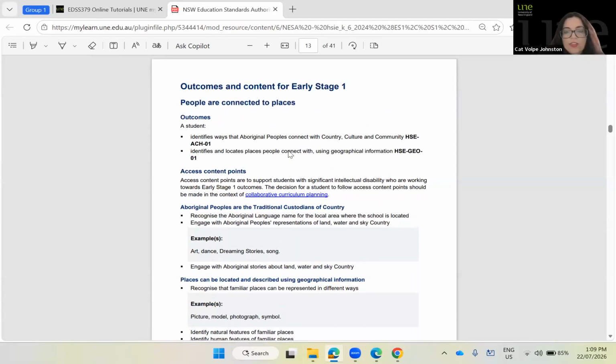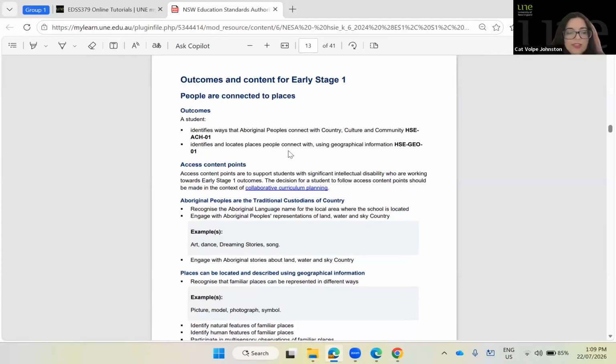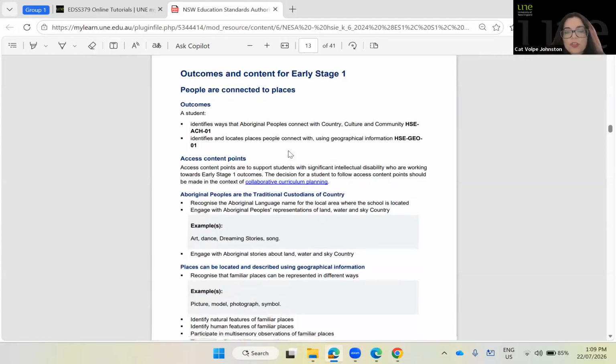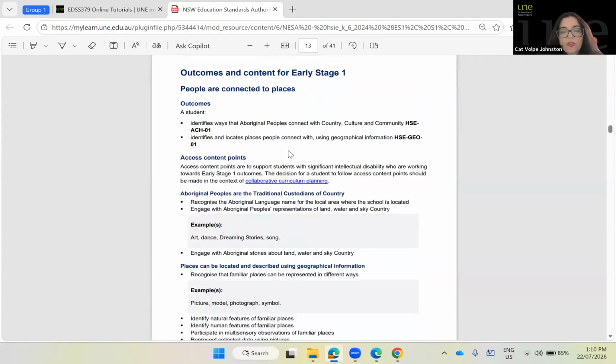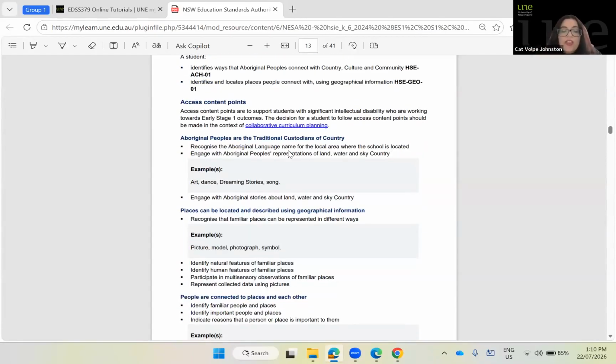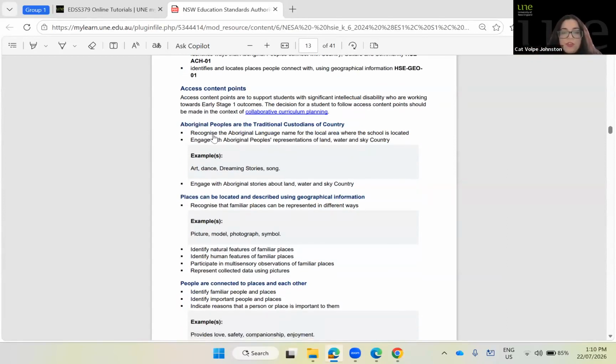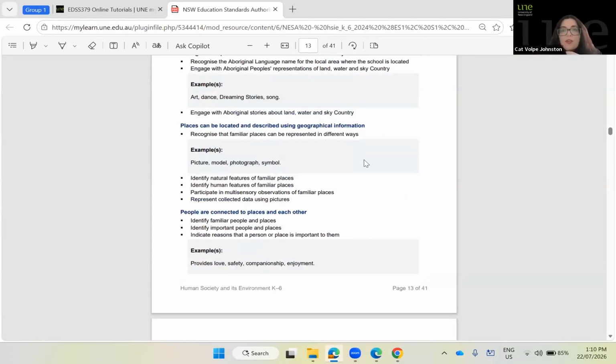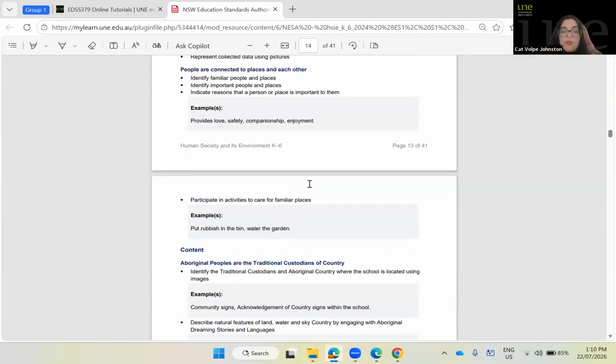So early stage 1, people are connected to places, only 1 unit of work. It's not necessarily organized in a coherent way, as in teachers and schools can decide how to put this into a unit of work. So we've got the Aboriginal focus here, but the start of the unit may be on identifying natural features of familiar places. And then you could lead in with the Aboriginal focus.